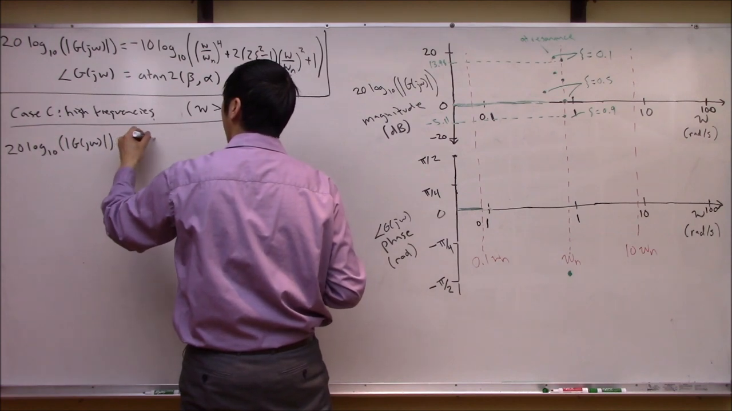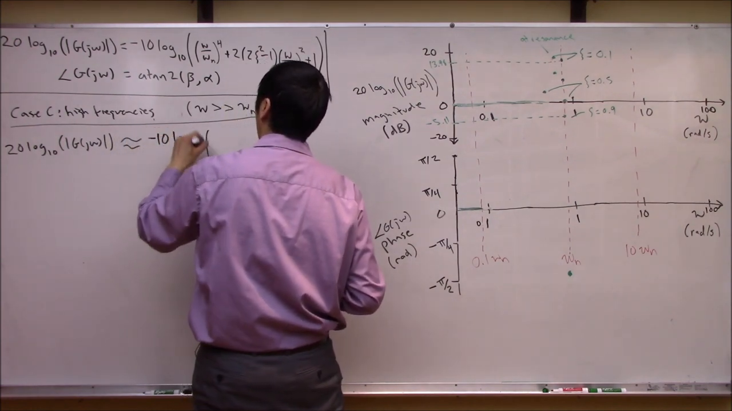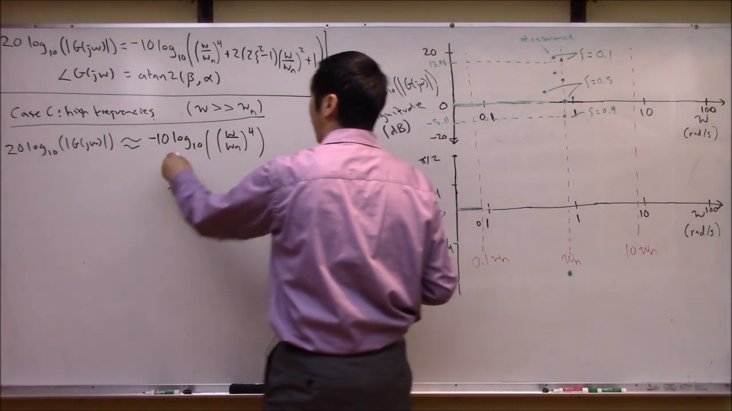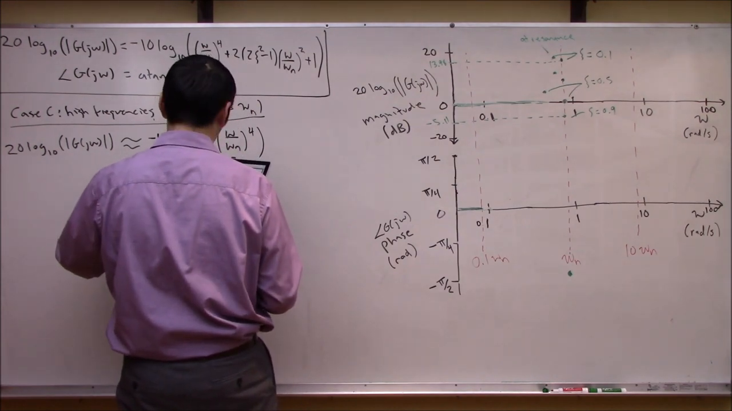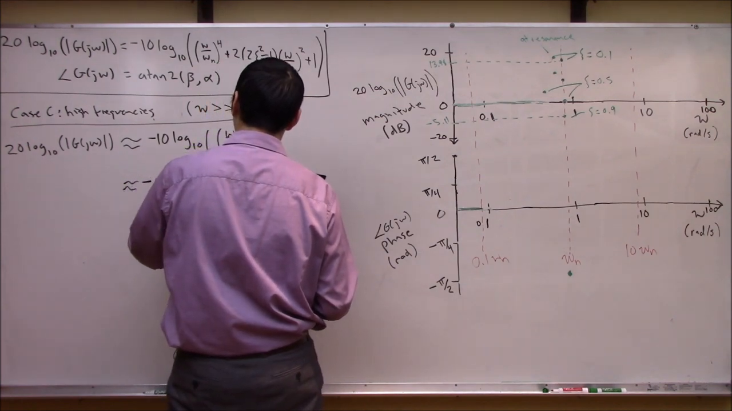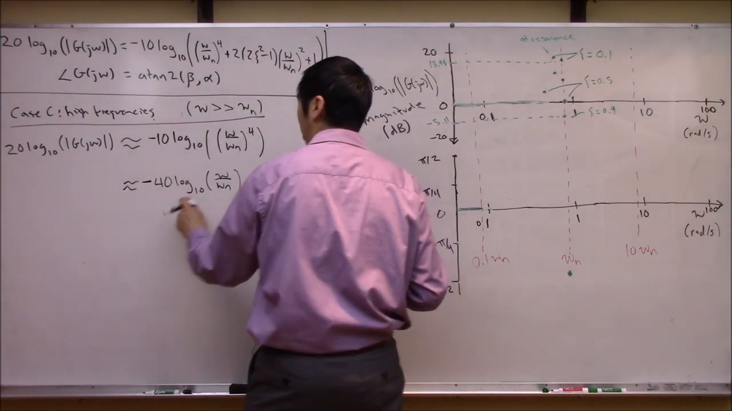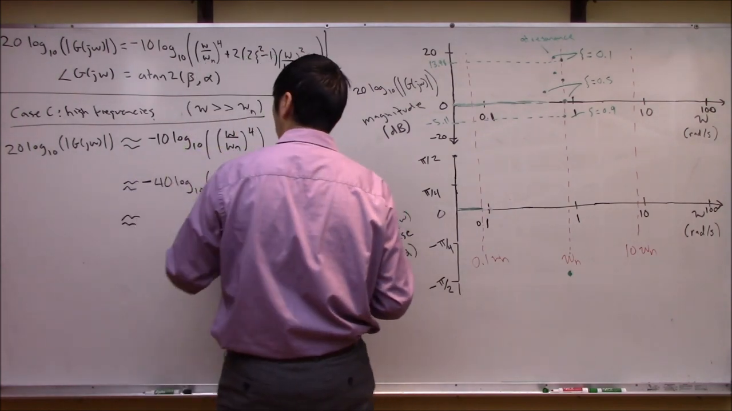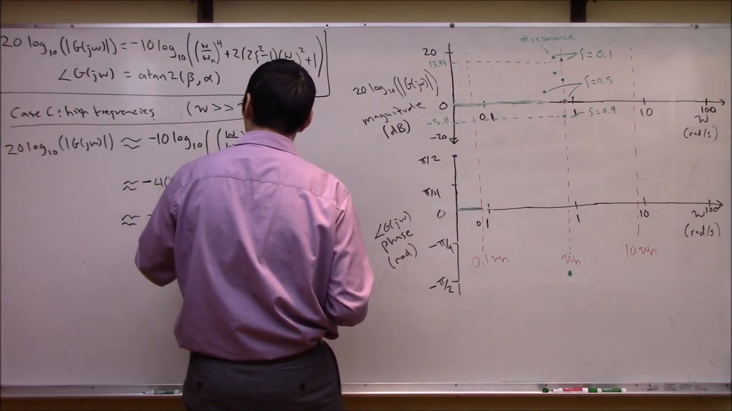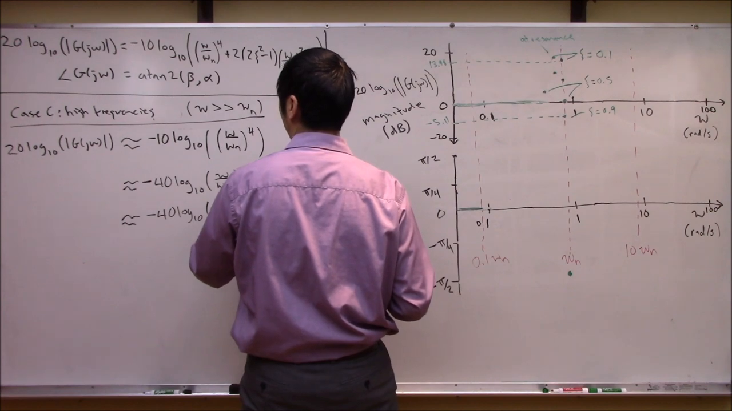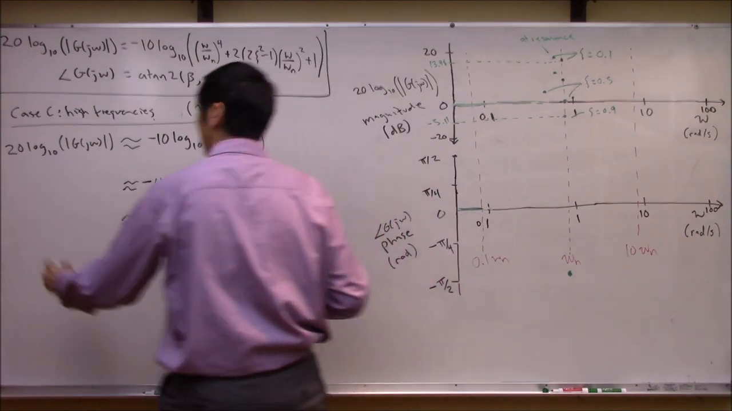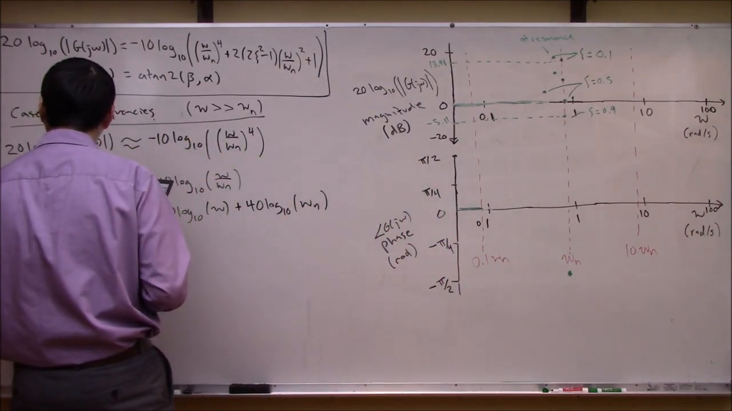So this is basically the same thing as minus 10 times log base 10 of omega over omega n to the fourth. Great, falling off the log here, we end up with minus 40 times log base 10 of omega over omega n. And let's use our trick of breaking apart a quotient in a logarithm. So this is minus 40 times log base 10 of omega plus 40 log base 10 of omega n. So this is what our expression ends up looking like.